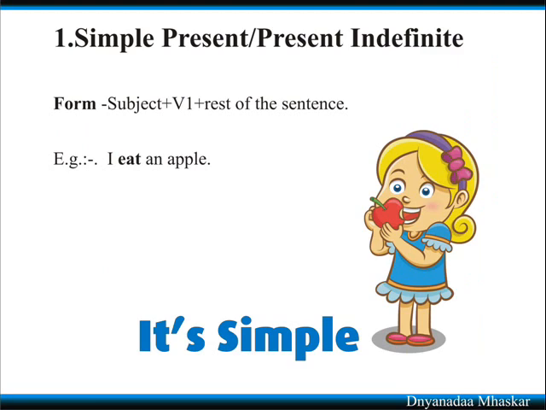The first one is simple present, which is also called present indefinite. Why is it called present indefinite? Because we do not know when the action began and when it ends. That is why it is indefinite. Let us see the form.